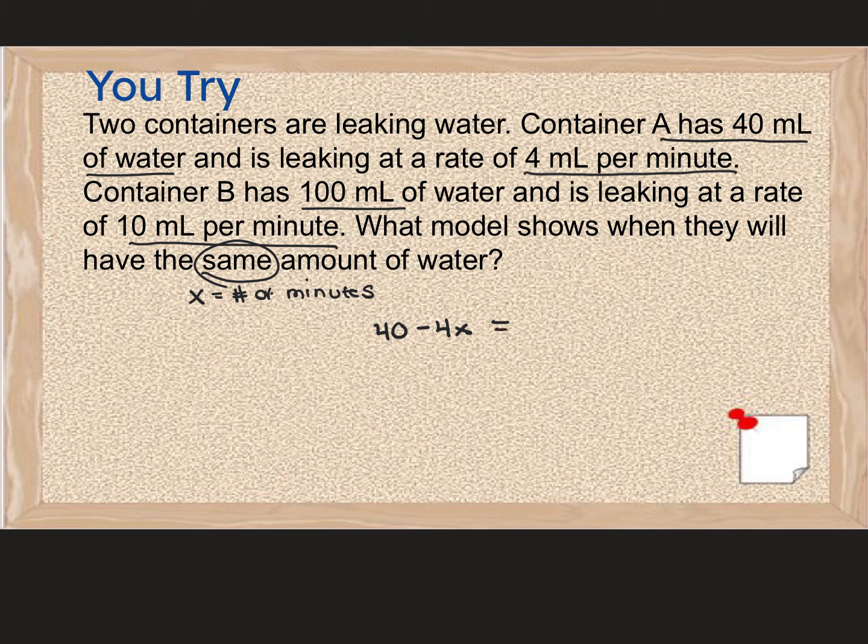All right, so that's how we get equations that have variables on both sides of the equal sign when we're trying to see when they'll be the same. So whether it's when they'll have the same money in their bank account, or the same number of weeks, or in this case, the same amount of water. For the second part or expression of our equation, we have container B, which has 100 milliliters of water, and it is leaking at a rate of 10 milliliters per minute.